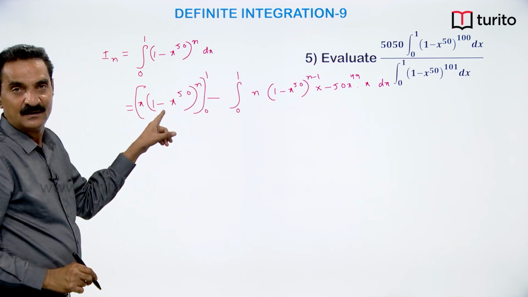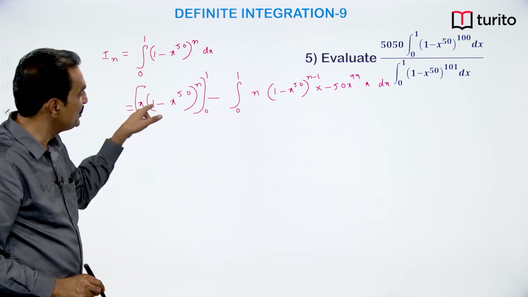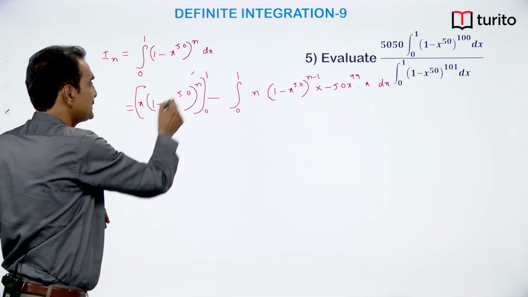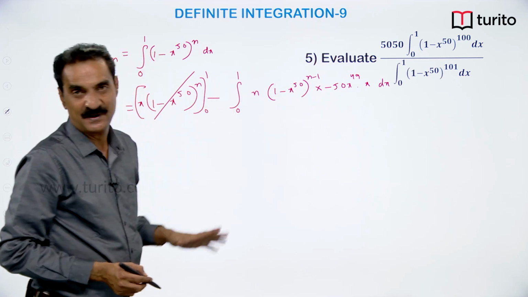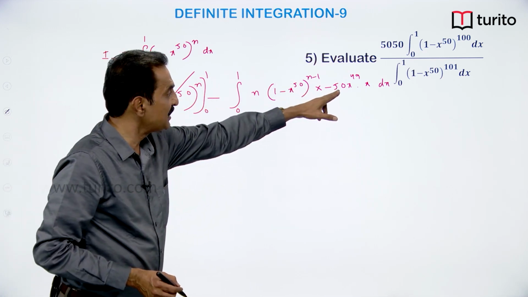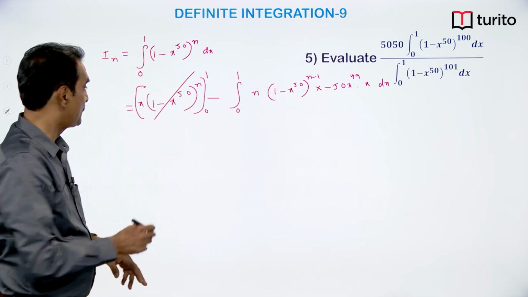Substituting 1, it will be 0. Substituting 0 also, it will be 0. So, cancel it. This is minus of this minus is plus. Take out the constant 50 into n, 50n.